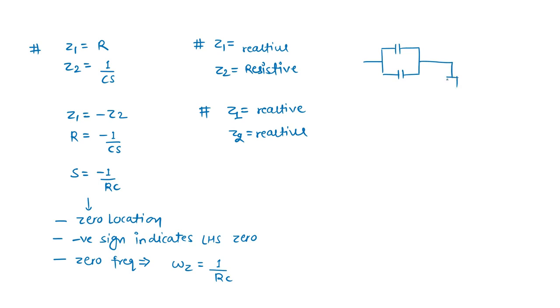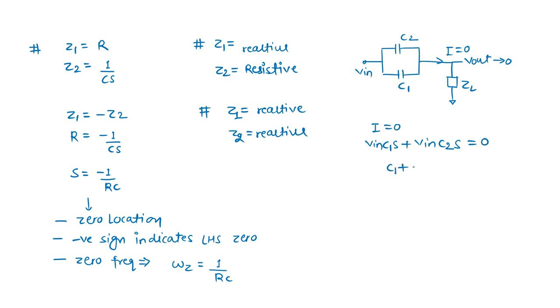And here some load, which is of no significance because output is considered as a short. This I call C1, this I call C2. So overall current I should be 0 for shorted output. Okay. So there are two ways of current. I equal to 0 means what are the I's? One is V in by C1s plus second current is V in by C2s. So both are the reactive elements, capacitance. So is there a 0 possible? So we'll see S equal to 0 is the 0.